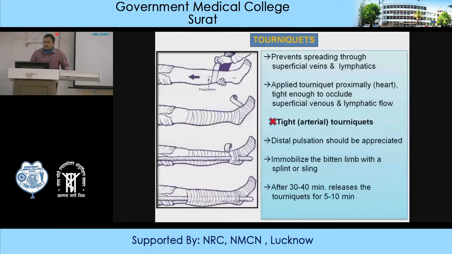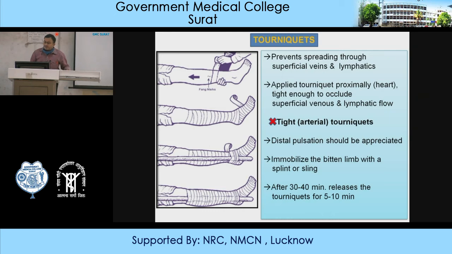Now, using a tourniquet. It is also called the Sutherland wrap. The tourniquet prevents spread through the superficial veins and lymphatics. Why a superficial tourniquet? Because snake venom is spread through lymphatic channels and superficial veins, so a superficial tourniquet prevents the spread. Apply the tourniquet proximal to the bite, toward the heart.